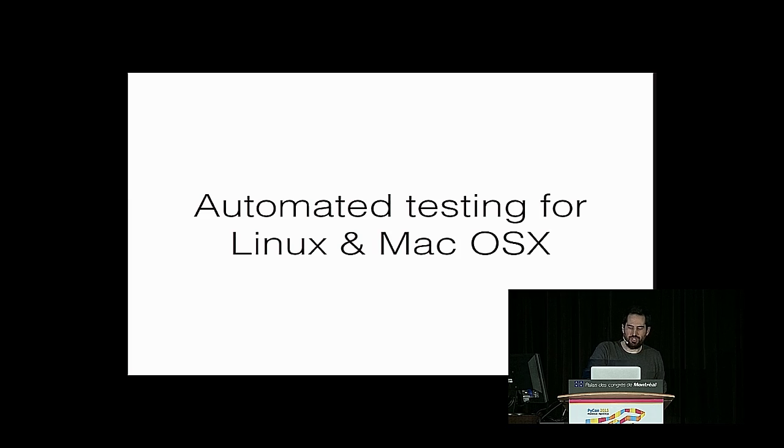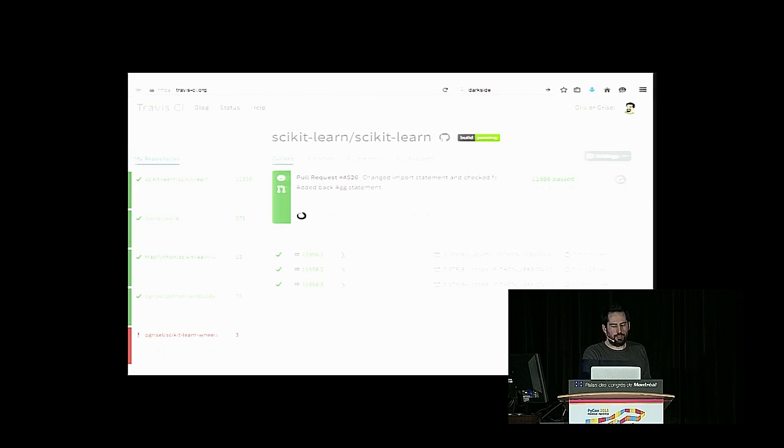So how to automate testing? First, we'll start with Linux and Mac OS X, because that's the easier or most deployed testing environment as of now. So for instance, for scikit-learn, we use Travis CI. So this is the main page when you're logged in. You see the last project that was built in your GitHub account, linked to your GitHub repository.